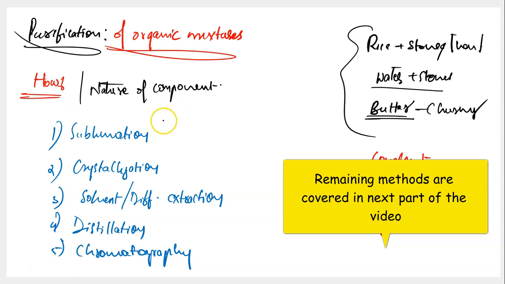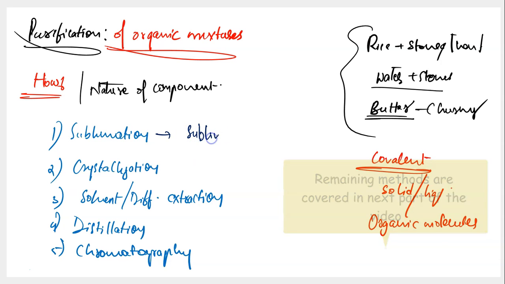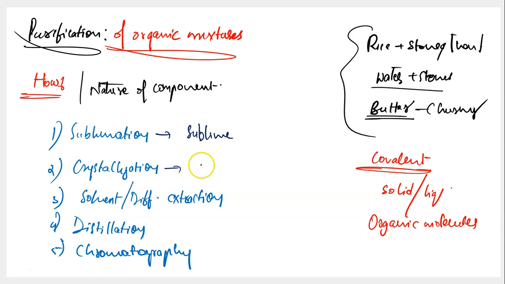Out of these five techniques, sublimation is performed only when one of the components of your mixture is sublime. And crystallization is performed when one of the components of your mixture is water soluble. And solvent or differential extraction is performed when you have two liquids being the components, and these liquids are immiscible into each other. Two immiscible liquids can be separated by solvent extraction.